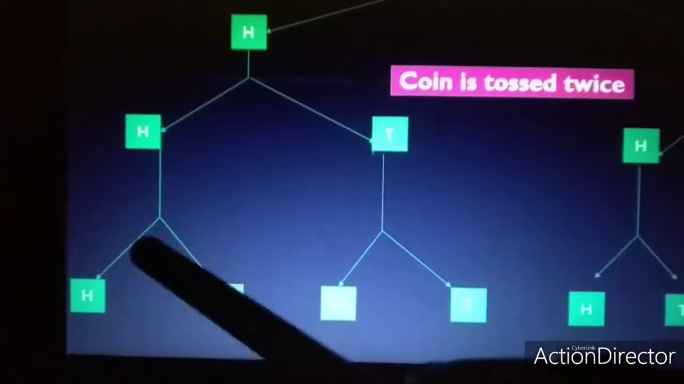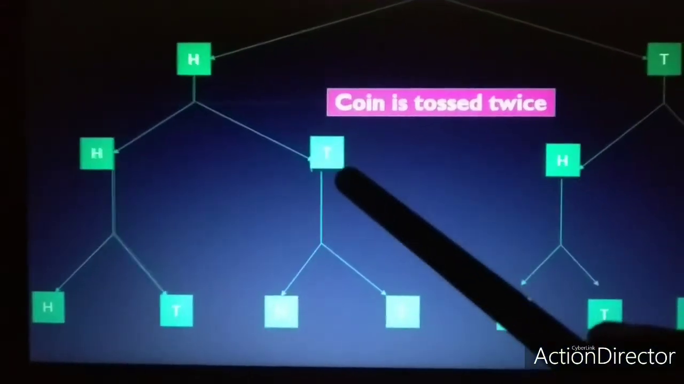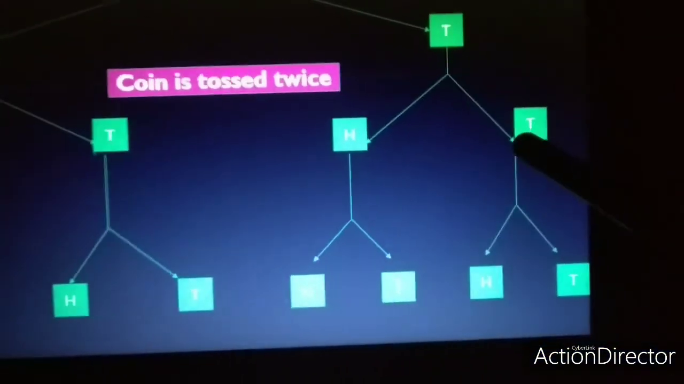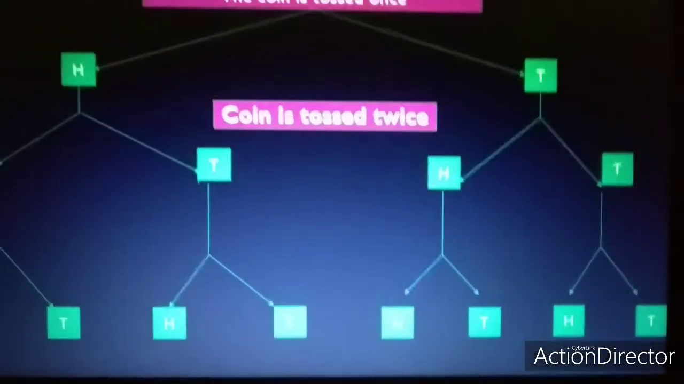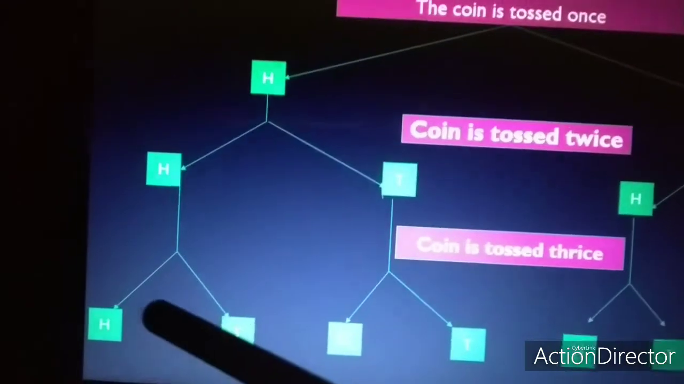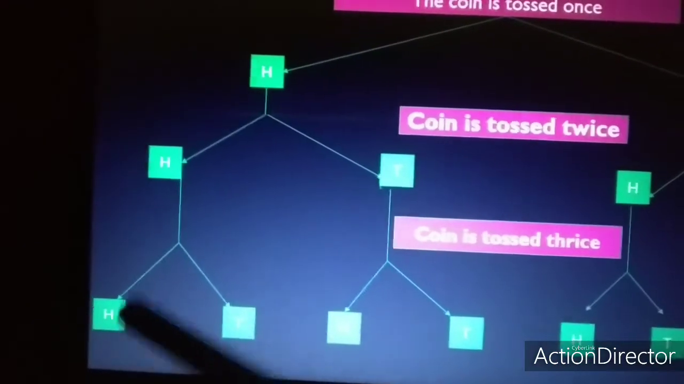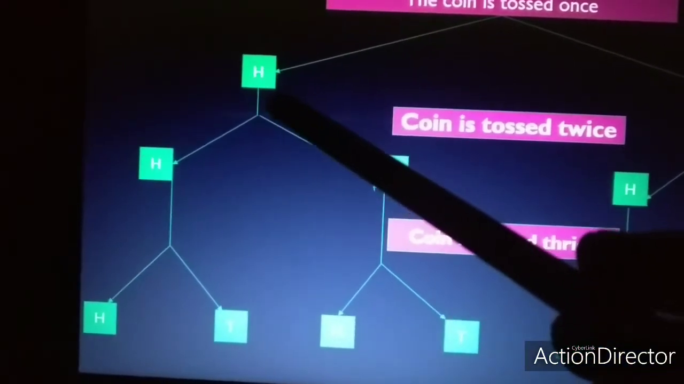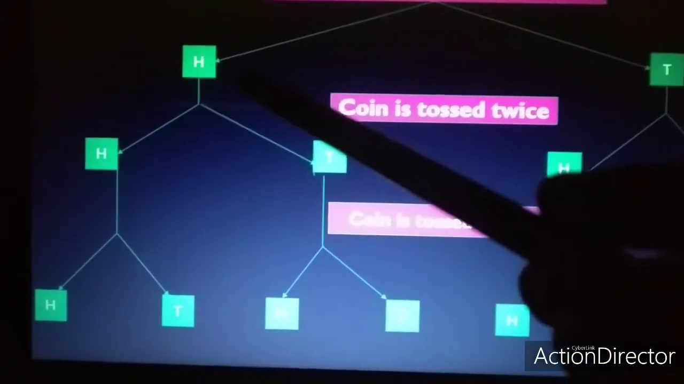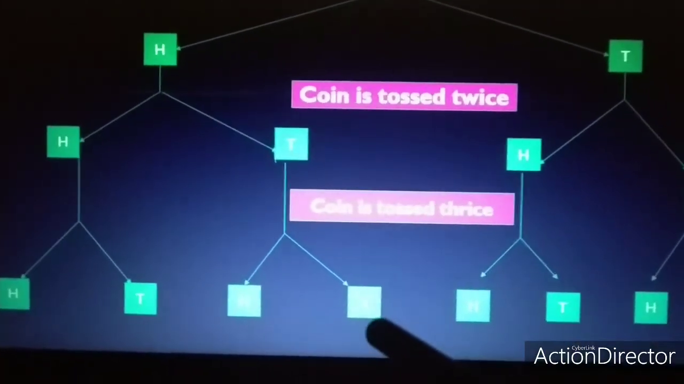Now let us continue these branches and make it again from this head as head and tail, and again from this tail as head and tail, again from this head as head and tail, again from this tail as head and tail. So when you toss the coin three times, the sample spaces, now you have to start from the beginning. Head, head and head. This is the first sample space. Second sample space will be head, head and tail. Now come over here, head, tail, head and head, tail and tail.